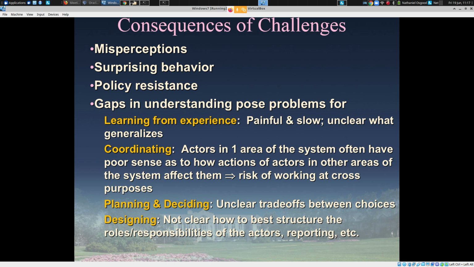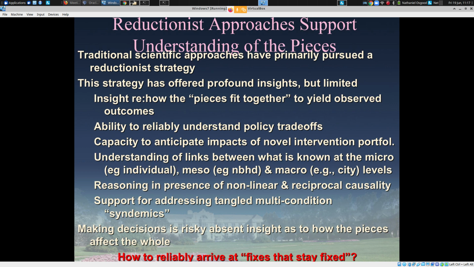Policy resistance, a policy that's launched perhaps to great fanfare or with strong resourcing, which doesn't secure traction. There's difficulties learning from experience, getting actors in different areas of our system, public health, acute care, for example, to coordinate with each other, coordinate with social services, corrections and policing, etc. Challenges with planning and deciding, investing in policy portfolios, and designing things.